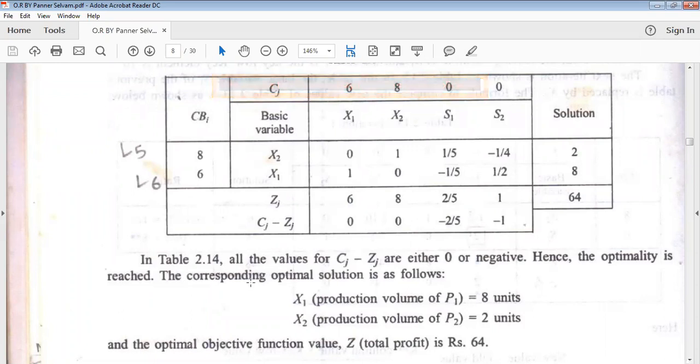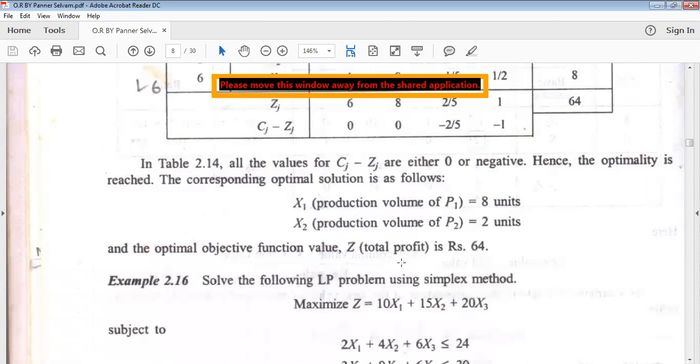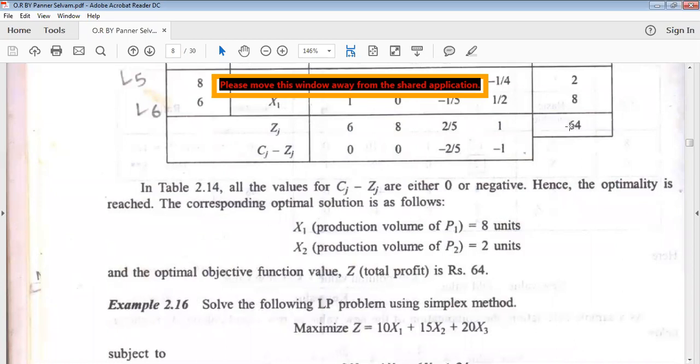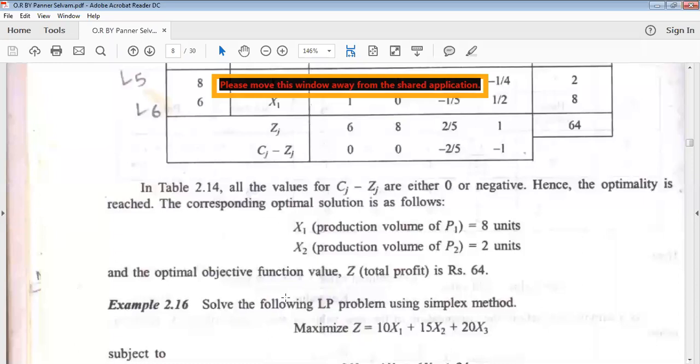The corresponding optimal solution is as follows. x1 is equal to 8 units, and x2 is equal to 2 units, and the Z value is nothing but 64. So you calculate Cj minus Zj, or else you put the values in the starting equation where the maximization equation is mentioned, and automatically it will come as 64. So now you have to stop. This is a very simple problem to understand, and one can solve it easily.